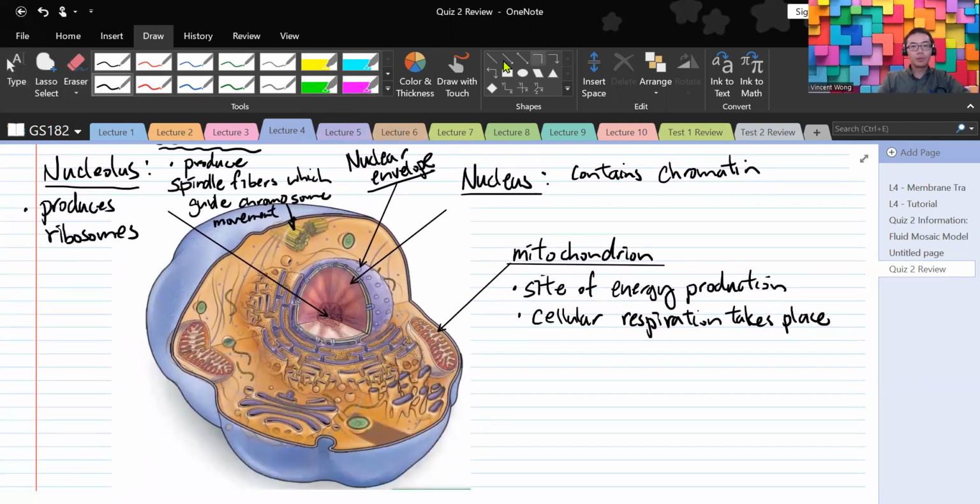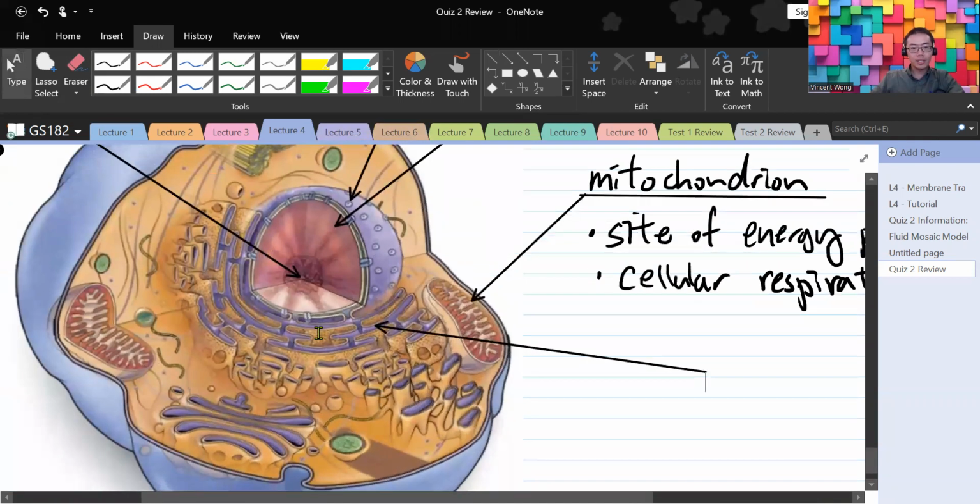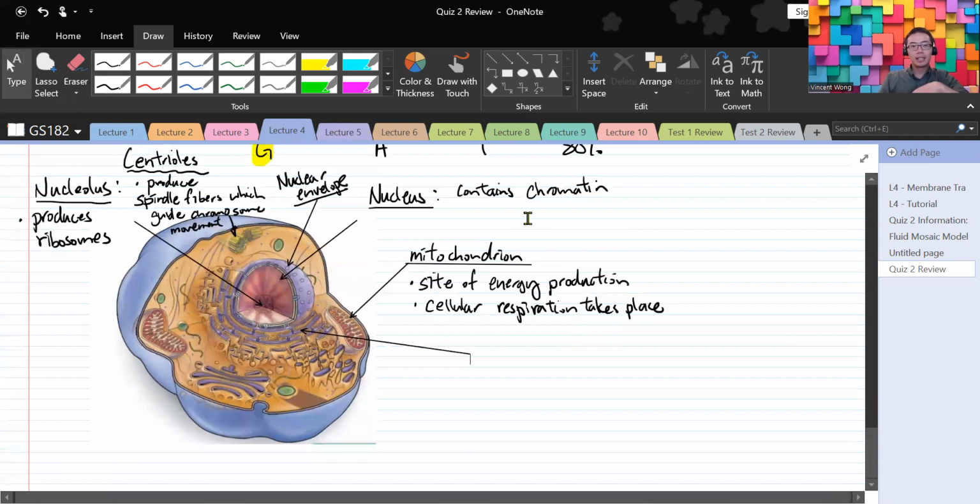There is the rough ER here, right? If you zoom in a little bit, you can see all these blue dots on them. That's what makes them rough. So rough endoplasmic reticulum. Please spell it out on the quiz. Don't just put RER. You have to spell it out for 4 marks. And the function of the rough ER is protein synthesis, right?